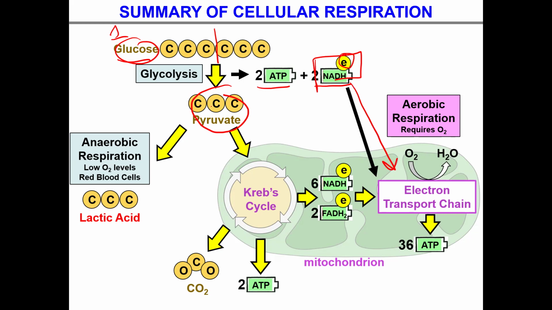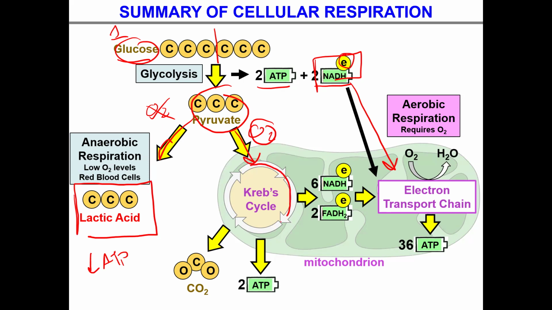Now, once we have these pyruvates, 1 of 2 things can happen. If we have oxygen, right, O2, it's going to go to the Krebs cycle. If we do not have oxygen, it's going to go through anaerobic respiration. Again, this is going to be triggered because of low oxygen levels in red blood cells. If this is the case, we end up going through fermentation and producing lactic acid. So in this case, we have a low amount of ATP. But again, when we have oxygen, we're going to go through the Krebs cycle.